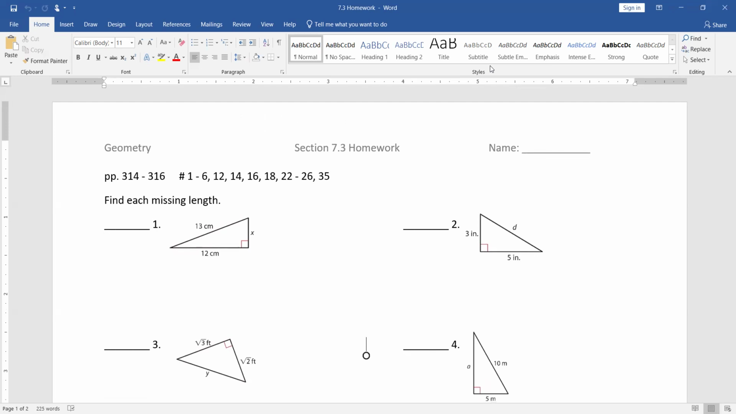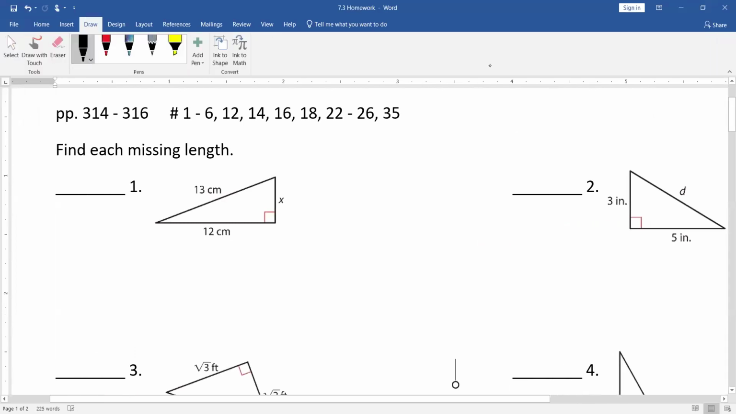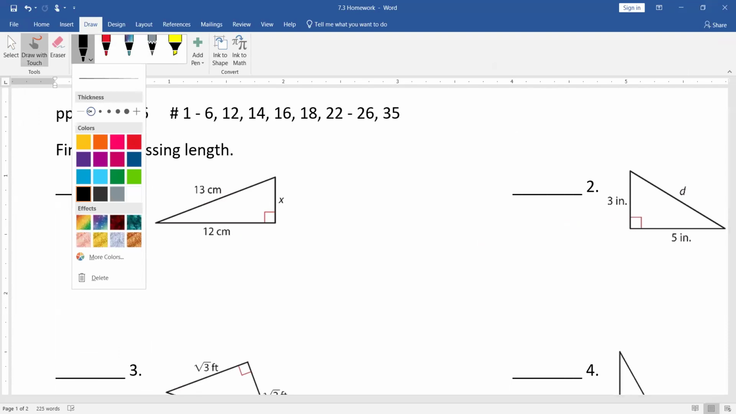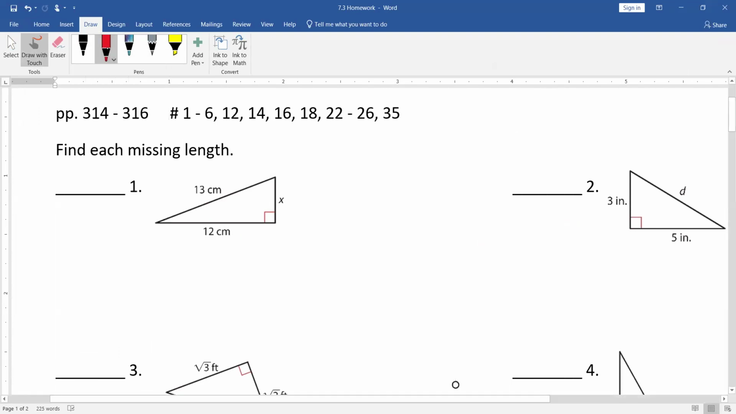So I've got the assignment at the top, and if you do not have this worksheet, then I will have emailed it to you along with the link to this video. So let's go ahead and get started. So remember, with the Pythagorean theorem, we are going to be finding the lengths using the Pythagorean theorem, and then I'll show you how that applies to the area that we've learned in previous sections, or calculating area.